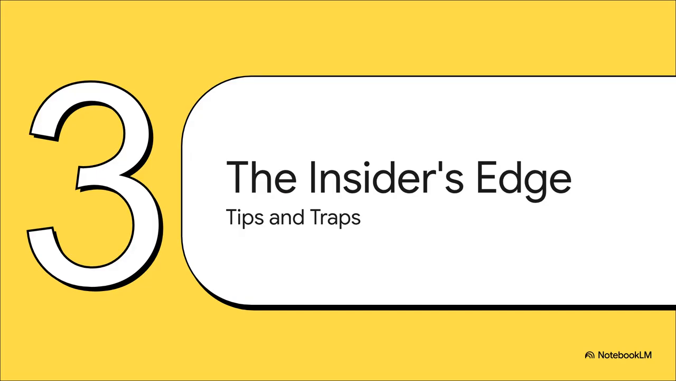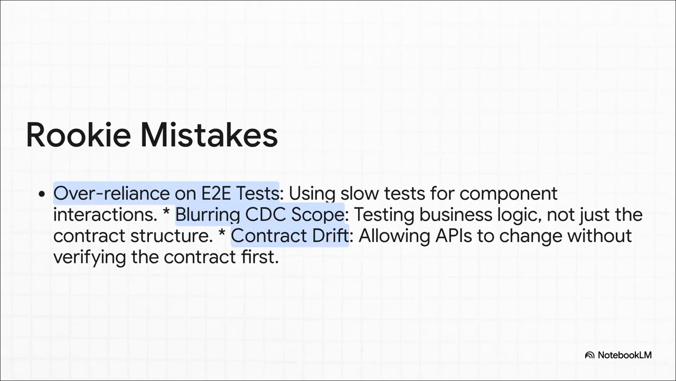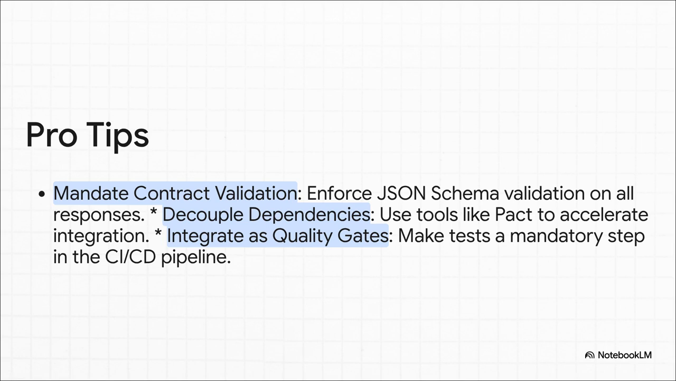Okay, so the process seems pretty straightforward, right? But this is where knowing a few things from experience can really make a difference. Let's talk about the common traps everyone falls into and the pro tips that'll give you a serious edge. First up, the rookie mistakes. And trust me, pretty much everyone makes these at first. Number one, they still lean way too heavily on slow E2E tests for things CDC could check in milliseconds. Number two, they try to test business logic inside their contract tests. Remember, these tests don't care if a value is correct, only that the structure is correct. And finally, they let the contract drift, where the API changes, but nobody thinks to run the verification against the contract.